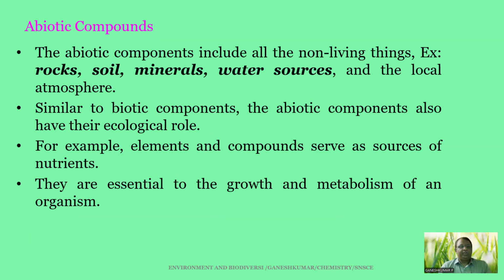So abiotic components. An abiotic component includes all the non-living things. For example, rocks, soil, minerals, water sources, and the local atmosphere. So simply, a non-living thing which does not have any living activity. The rock is not going to have any living activity. The soil does not have any living activity.